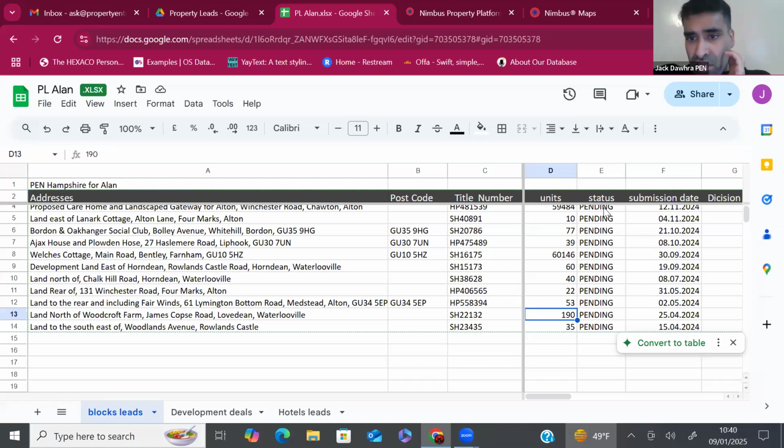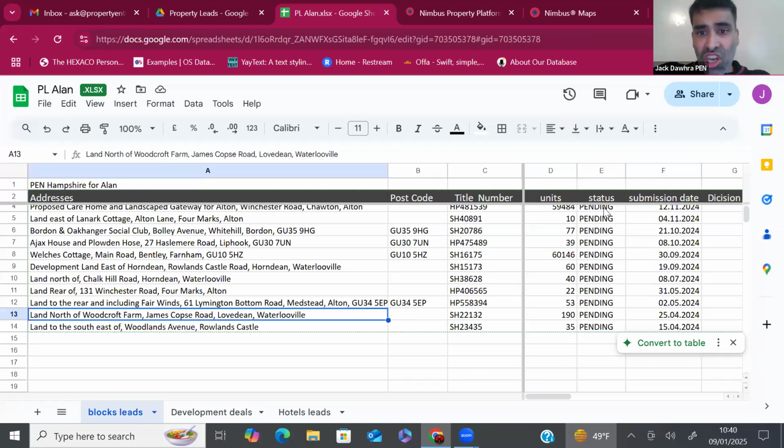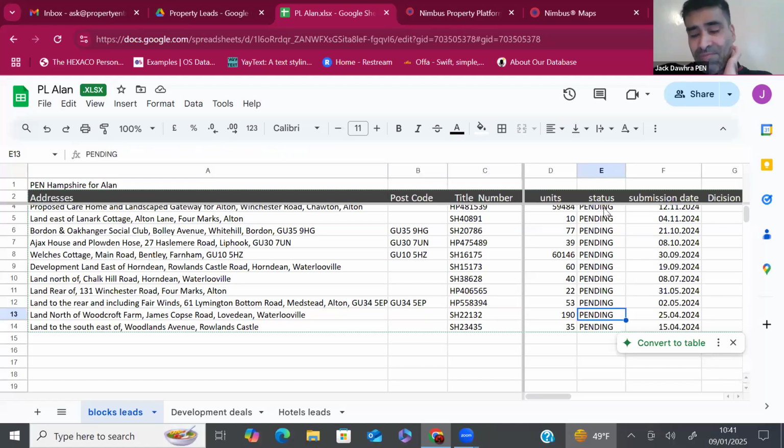Yes, I know that area. Similar with this one, 190 units. It says pending, and then it says 25th April. This should be getting accepted or rejected anytime soon as well. At the same time, just be aware that when these leads are generated, there is a lag between that time and now as well. So there could be a lag of 15 days from this as well. And the status of this could have changed.